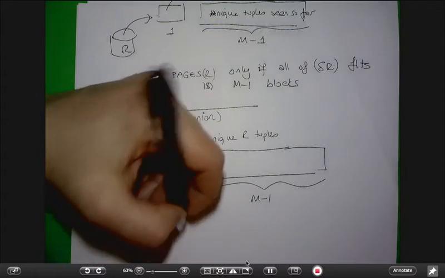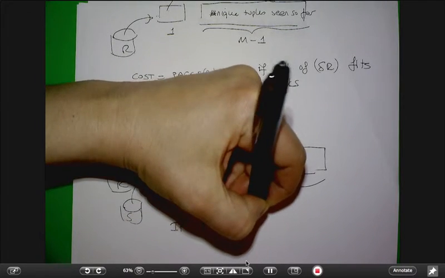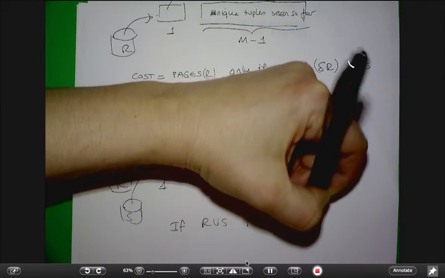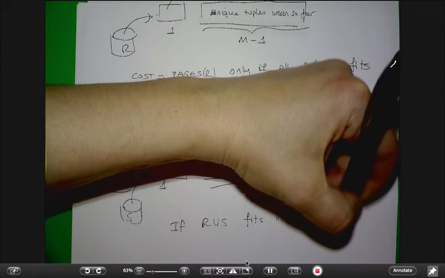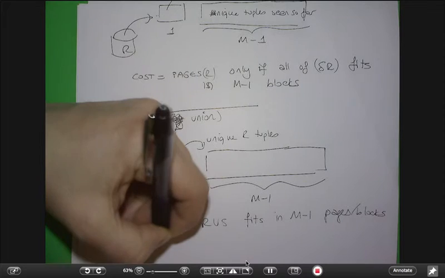And if R union S fits in M-1 pages, blocks, it's the same thing. What is the cost of this operation?